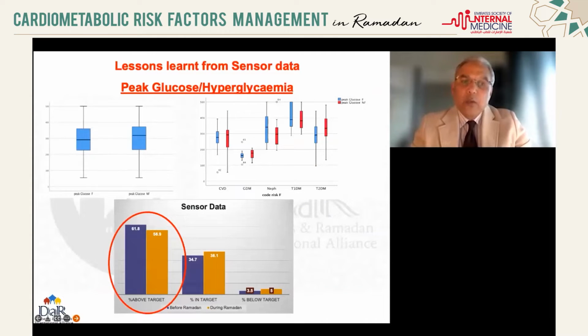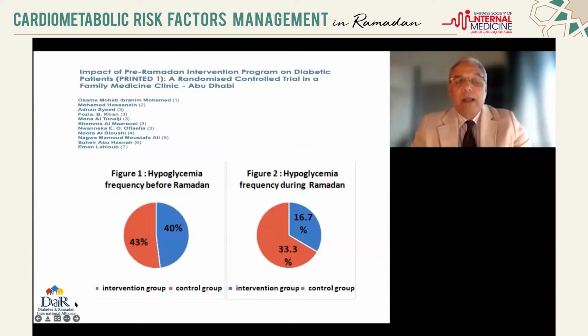So when we look into the sensor data, the Freestyle Libre data from the Optimum Care study that we did in Dubai, you clearly see here the same thing I'm saying to you, that nearly 60% of our patients are above the target. And the target here was above 200. So it's very important that we try to make sure that our patients are much more within the target.